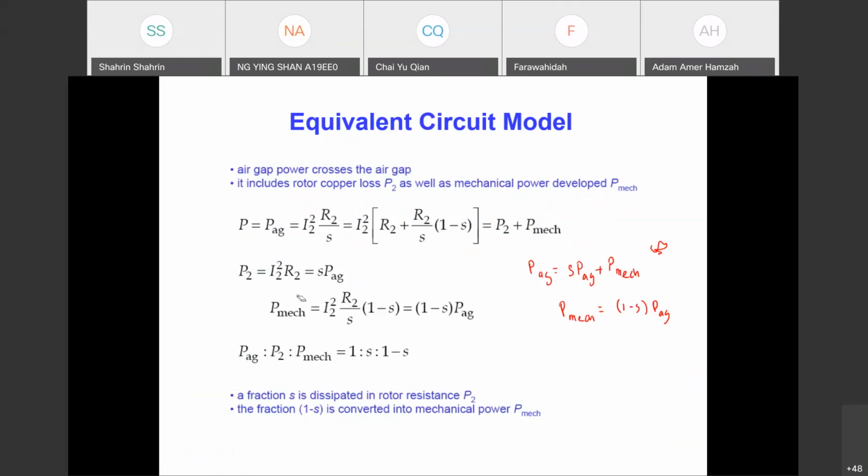Okay, so P2 here is actually the rotor losses, which you can compute by using this one, or in terms of power air gap, just multiply with S. And the mechanical output, which is P out, you can use this equation, or in terms of power air gap, it is actually (1 minus S) times P air gap.